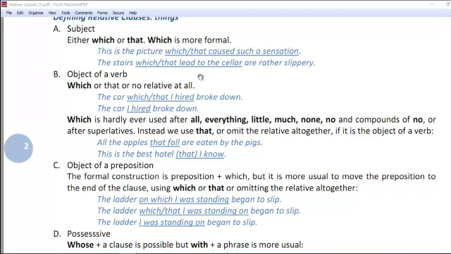So the preposition we used after the relative, which or that. Example number 3, the ladder I was standing on began to slip. So in this example we didn't use the relative at all.